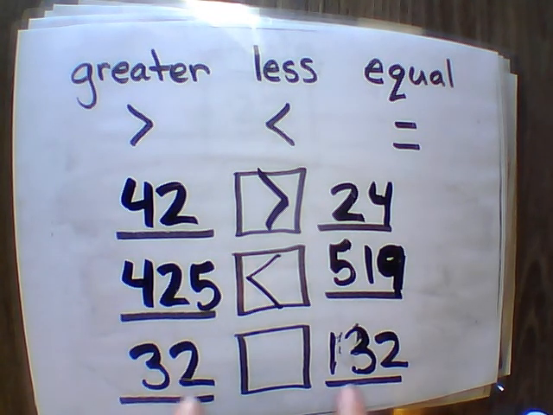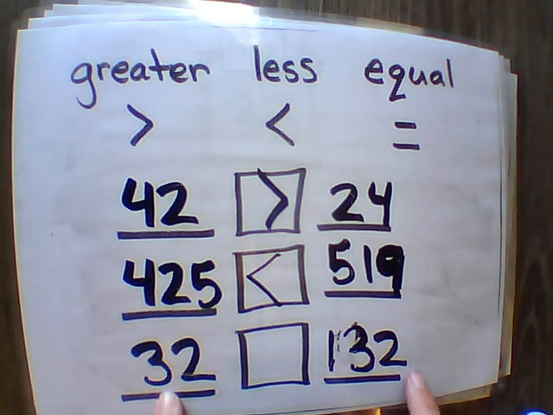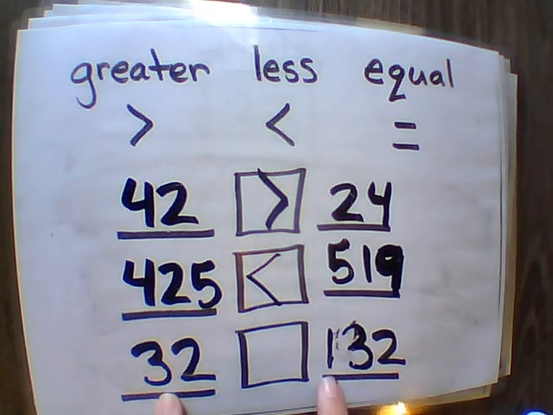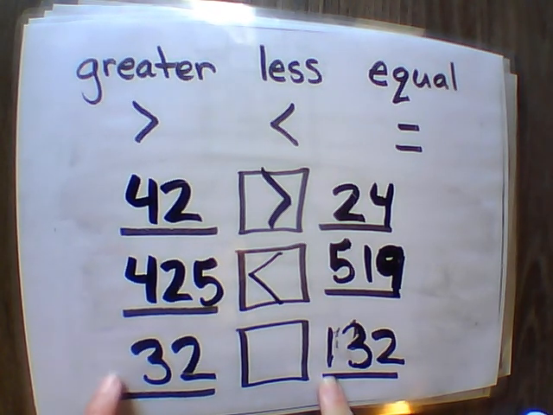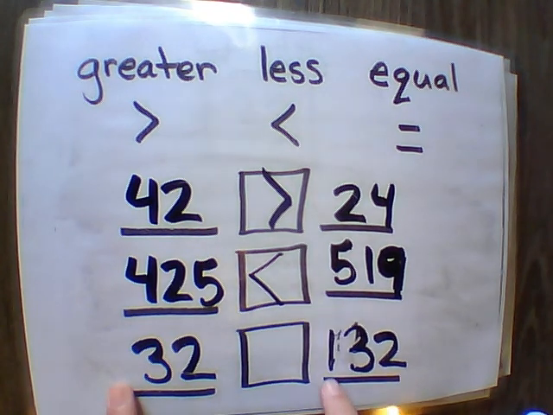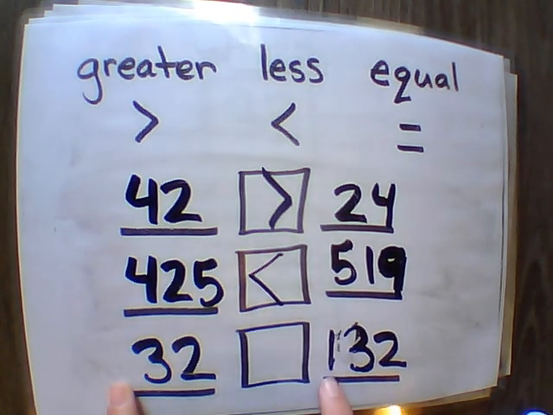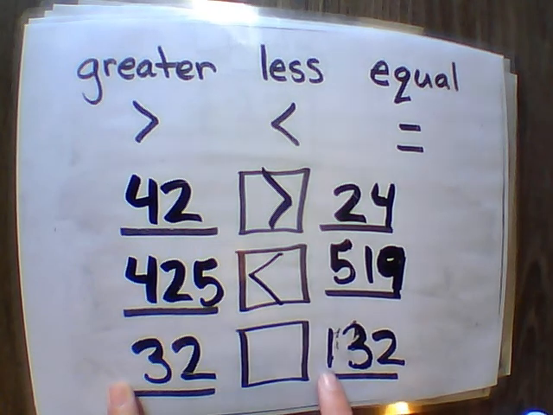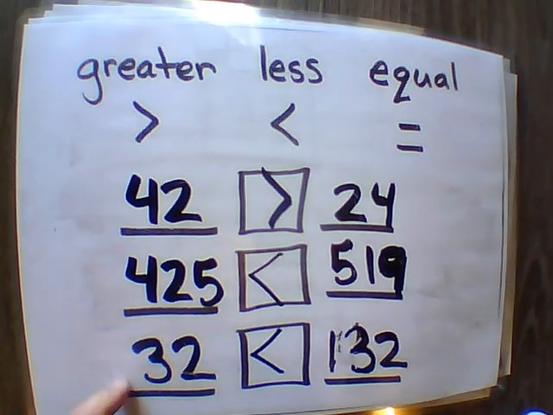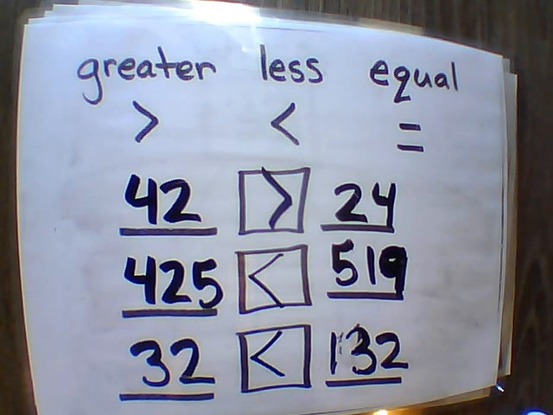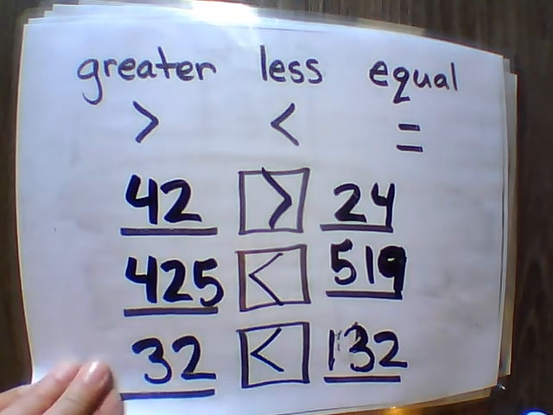Now when I move to the last one, I do notice 32 only has 2 digits, and 132 has 3 digits. So right away I touch the hundreds. There are no hundreds in this one, so nothing would be the same as 0. So the 132 is larger because it does have a 100 spot. So 32 is less than 132.